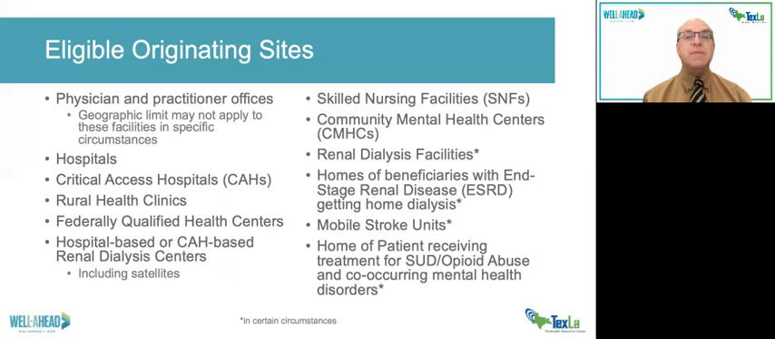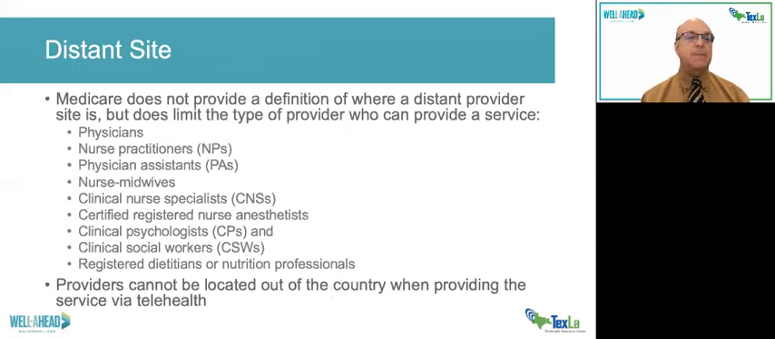And homes of beneficiaries with end-stage renal disease that were on home dialysis were covered. Mobile stroke units were covered, and the home of a patient receiving treatment for opioid abuse and co-occurring mental health disorders was also covered, all right? So that was how you basically defined eligible originating sites.